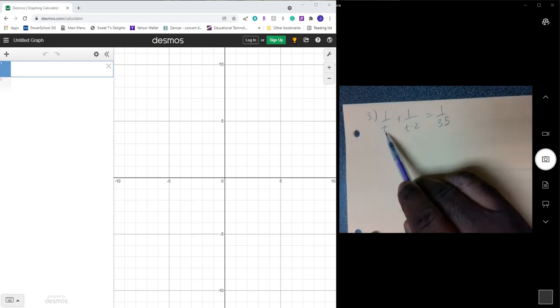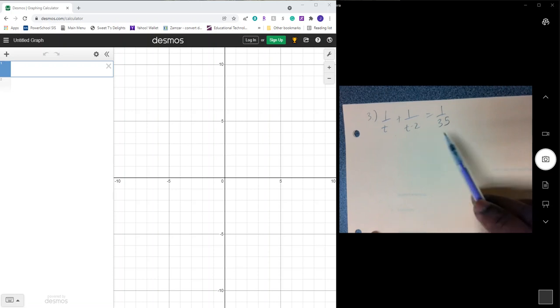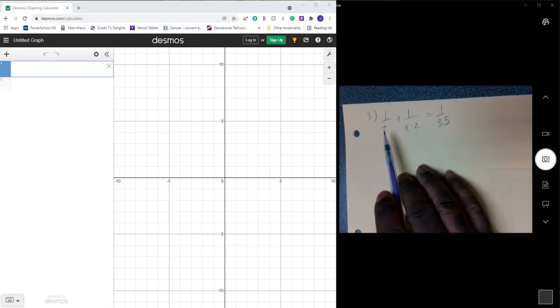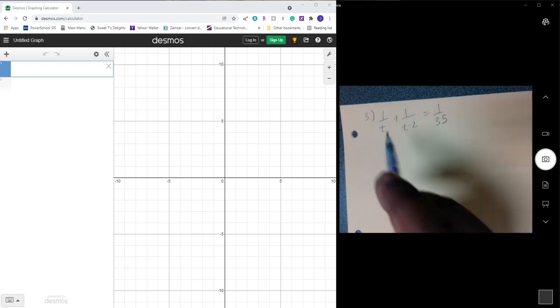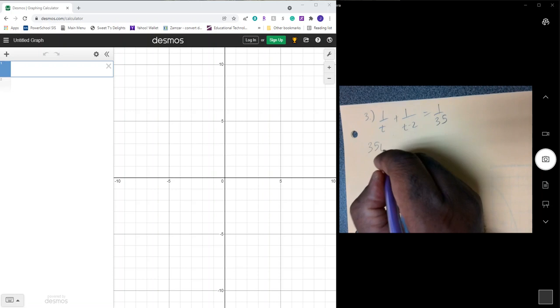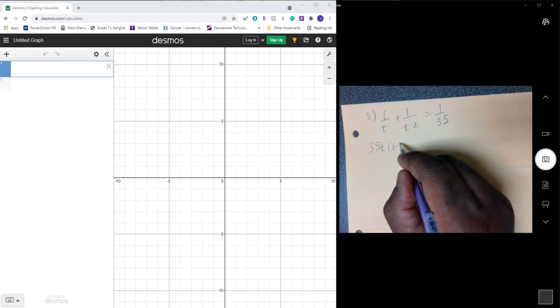So we have the supervisor's time, we have the custodian's time, and then we have the time that it takes them together. So what we need to do is get T by itself. The first thing we would do is take a look at all of these denominators and take the least common denominator. And the least common denominator here would basically be 35T times T minus 2.